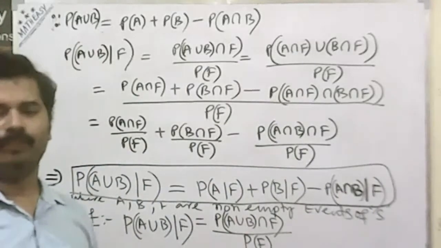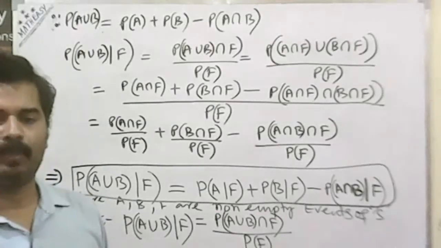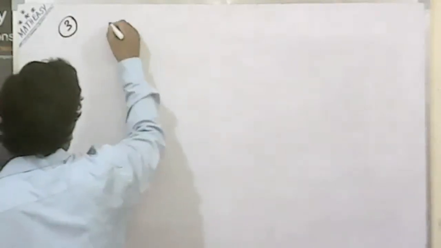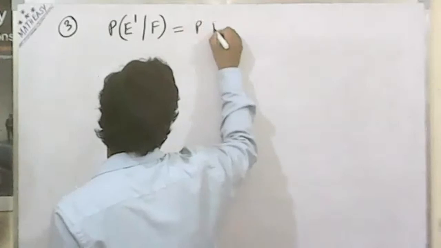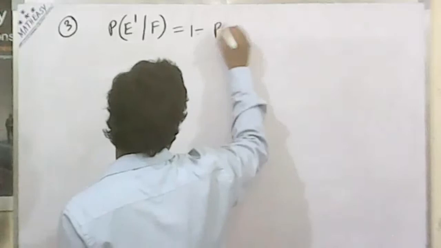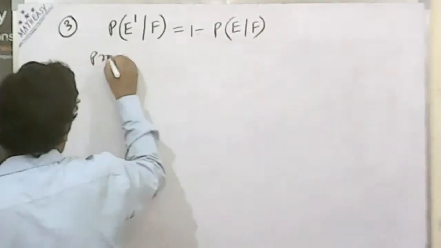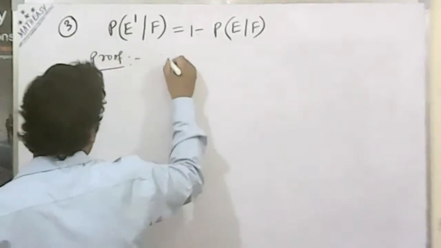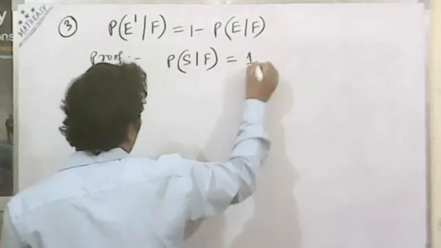Now you can take another property, that is the complementary property. Third property: probability of E dash condition of F is equal to 1 minus probability of E condition of F. So, probability of S condition of F is equal to 1.